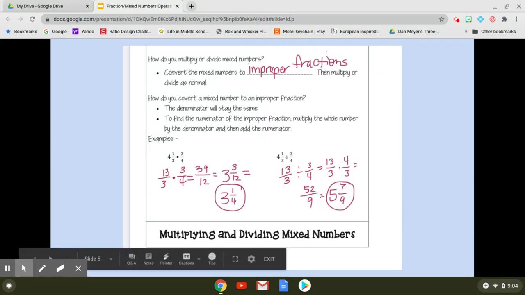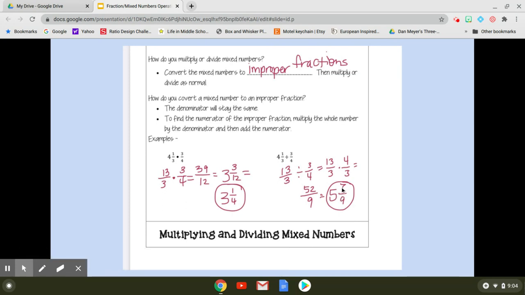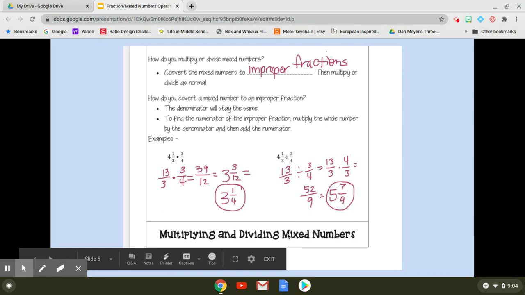I don't want to leave it as an improper fraction, so I'm going to say, well, 9 can go into 52 5 times with 7 left over, and that becomes my numerator. So 5 7/9 is my answer.